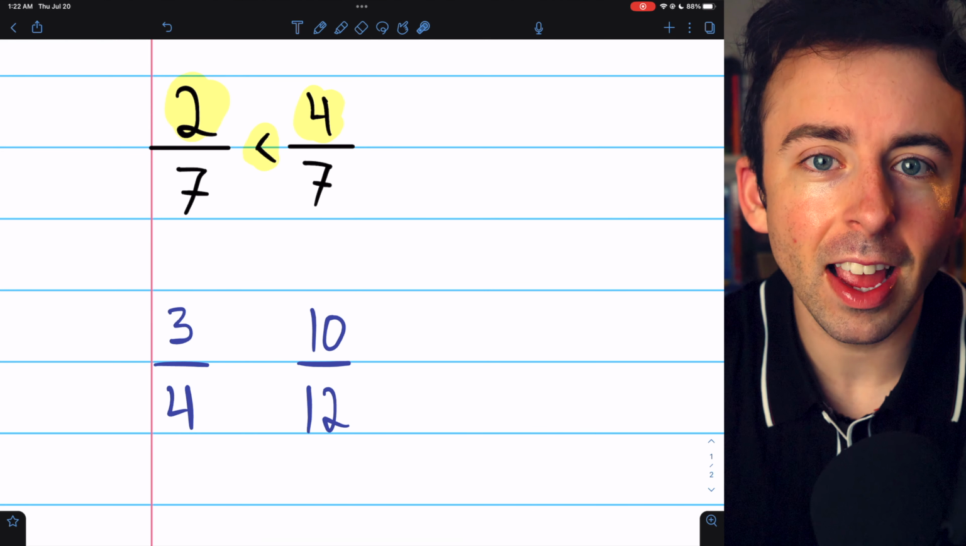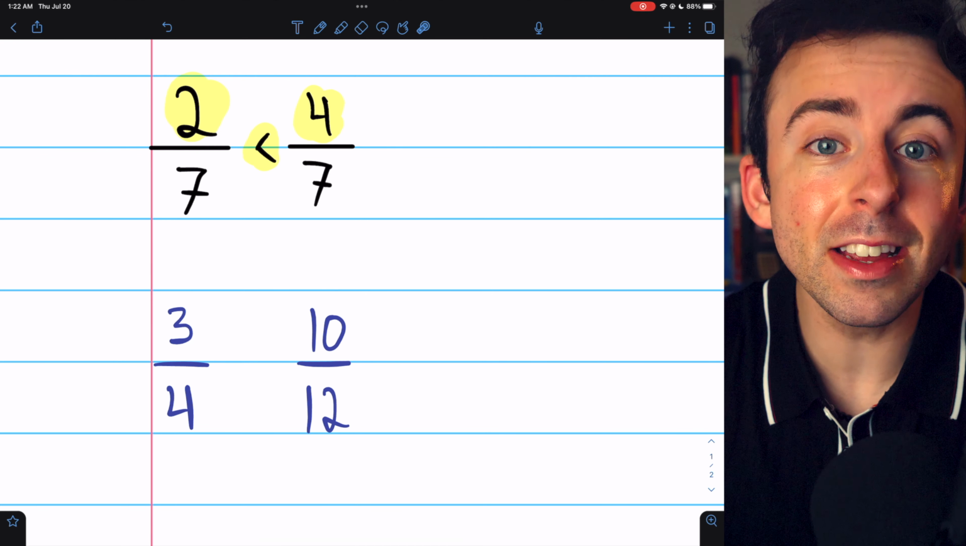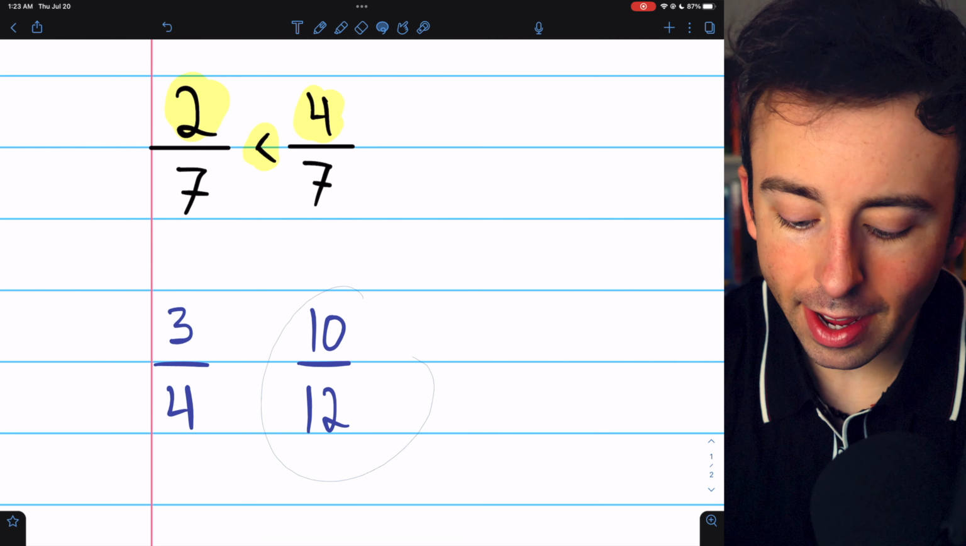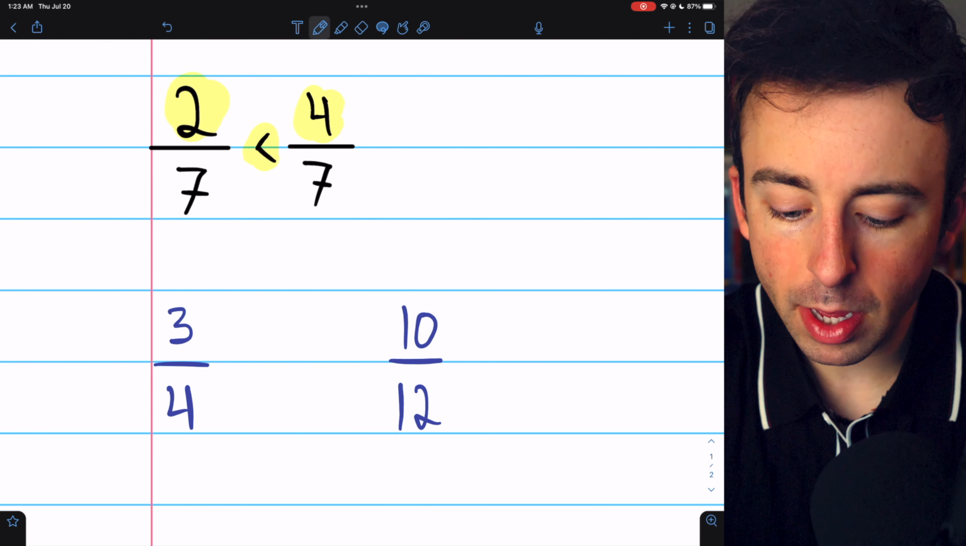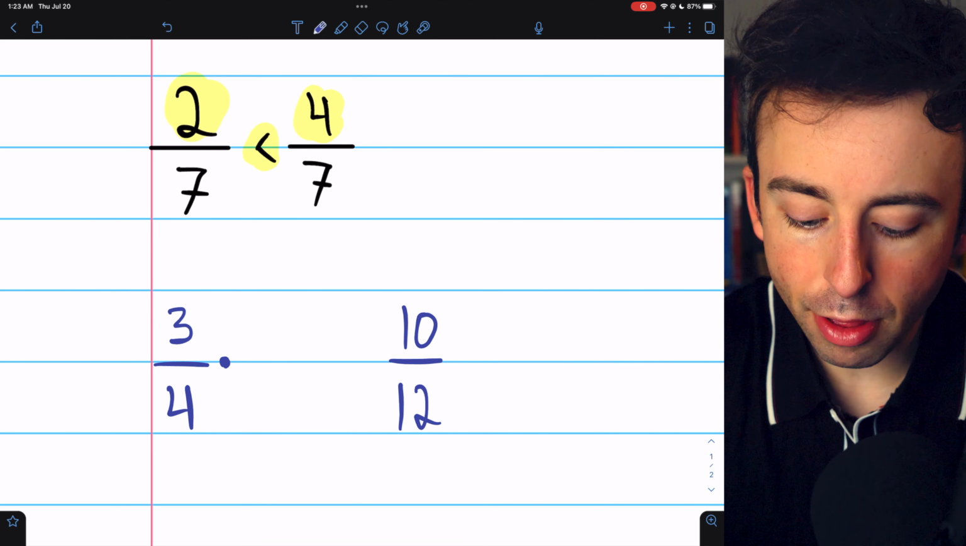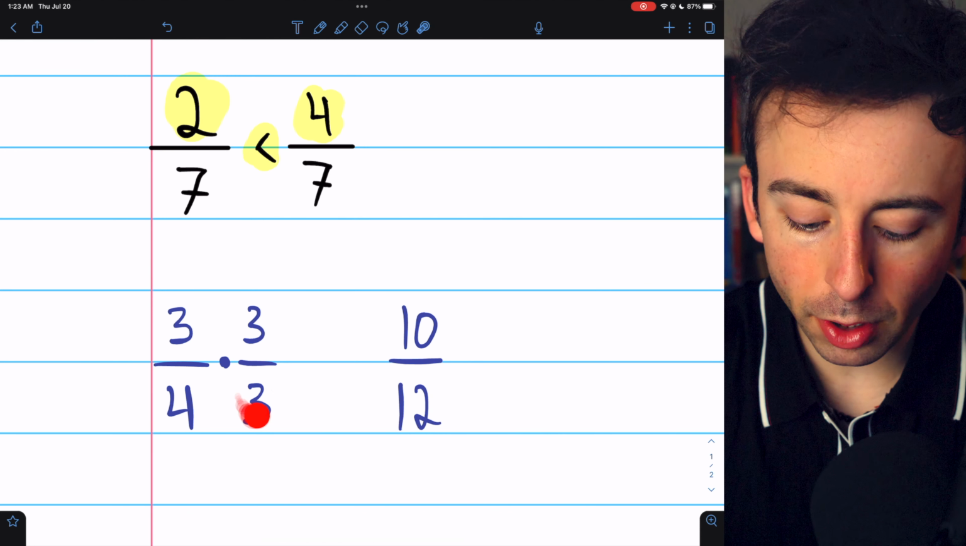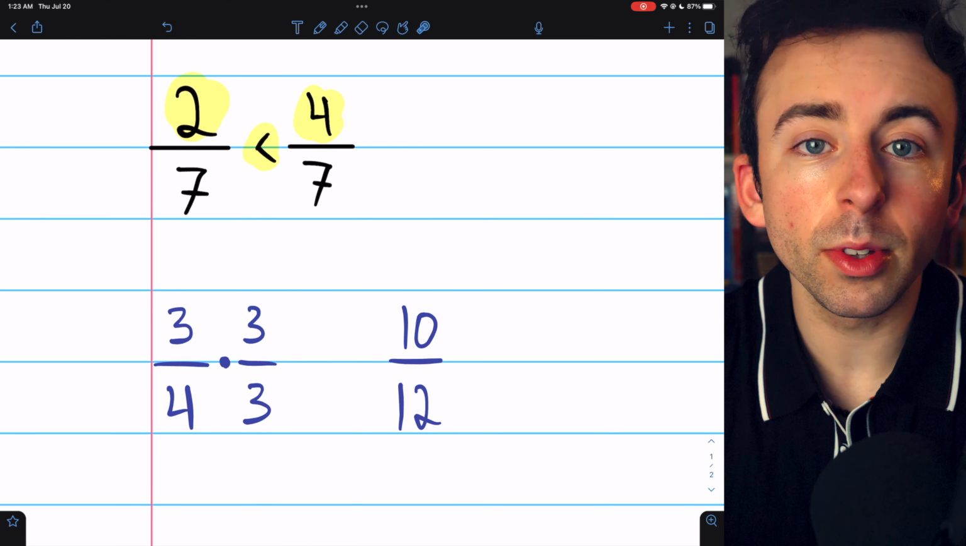different sizes, and so the comparison is much easier made if we make the denominators the same. In this case, to make the denominators the same, we need only multiply 3/4 by 3/3. That's the same as multiplying by 1, so it's not changing the value of the fraction. However, it will make the denominator 12, and then we can compare the fractions by just looking at the numerators.